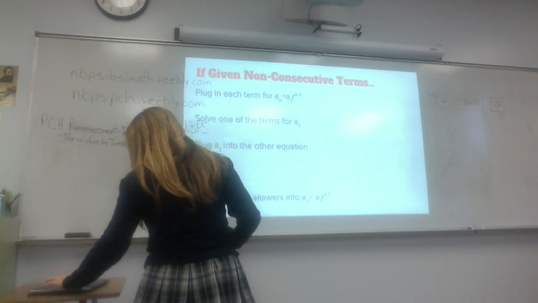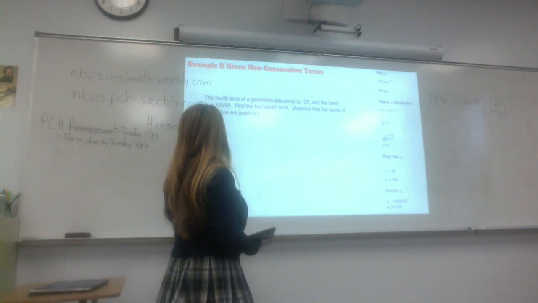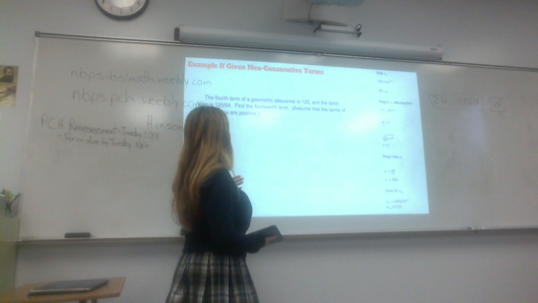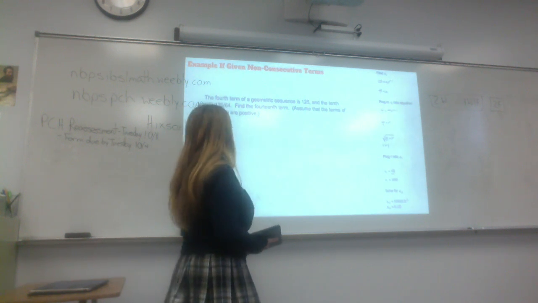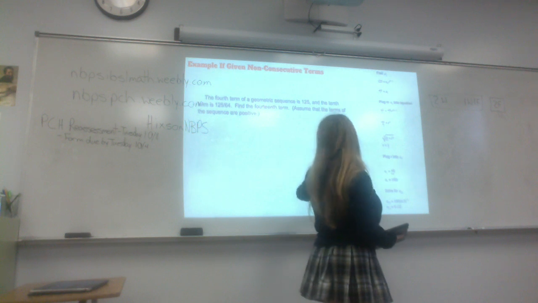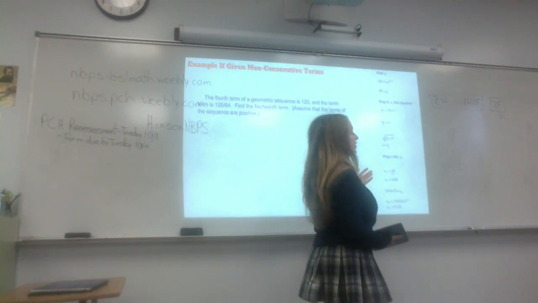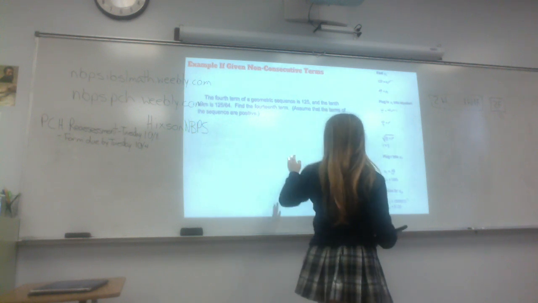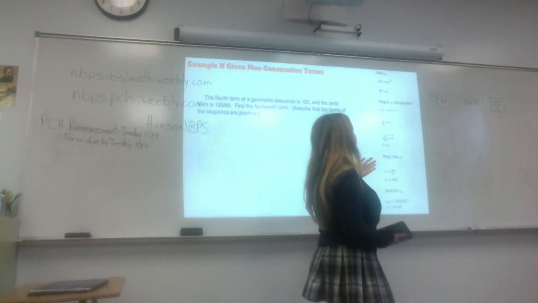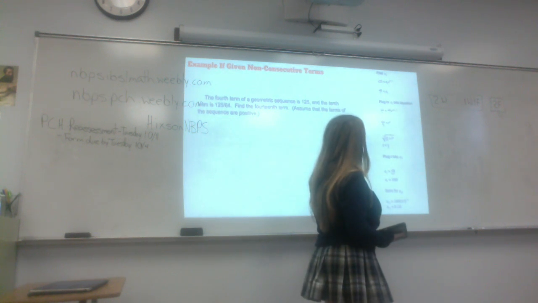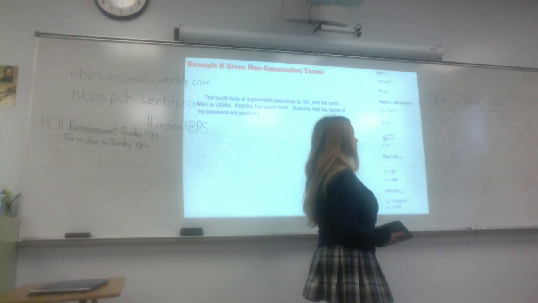Right, so, for example, the fourth term of a geometric sequence is 125, and the 10th is 125 over 64. Find the 14th term. This is an example of what I did. I took the 125 because I just thought that was going to be easier. So you take 125 equals a1 r to the 4 minus 1, and then you divide, solving for a1. So you get 125 over r to the third is equal to the first term.